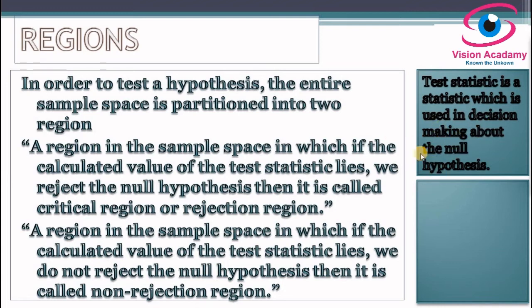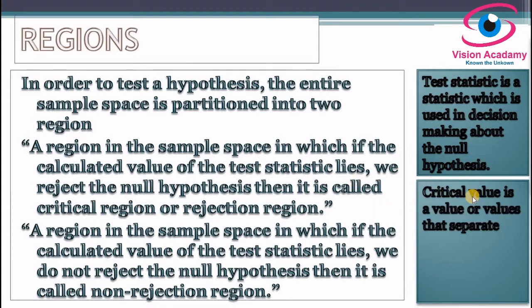What sort of decision do you have to make? A decision about the null hypothesis. So this test statistic will be used for decision making about the null hypothesis. It means we use this test statistic to reject the null hypothesis or to accept the null hypothesis. Along with that, let us understand what the critical region is.